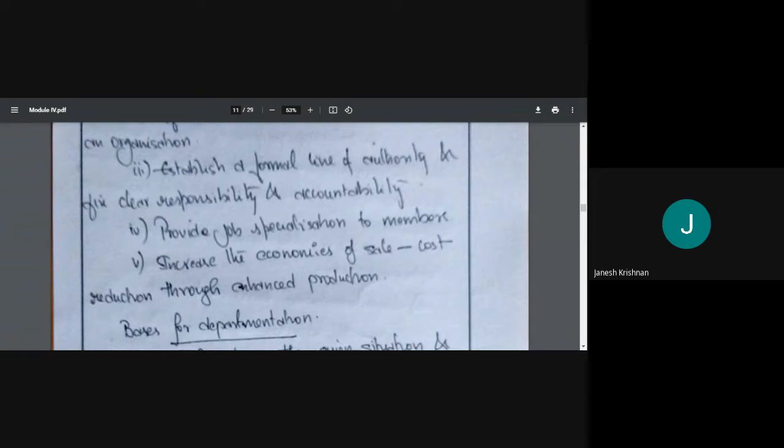Then increase the economies of scale. How can we improve the economies? Basically, that means we need to increase the profit. And how can profit be increased? By cost reduction through enhanced production. We'll produce more, so cost of production will be less. Mass production. You might have heard the term mass production because most of the things become cheaper because it is mass produced.